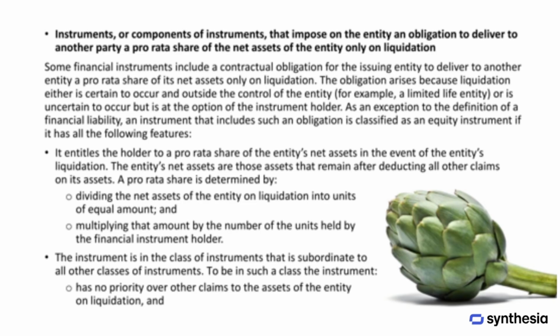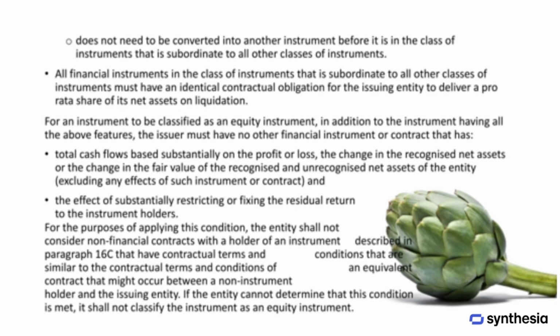Second, the instrument must belong to a class that is subordinate to all other classes, meaning it has no priority over other claims on the entity's assets during liquidation. The instrument does not need to be converted into another type to belong to the class that is subordinate to all other classes of instruments. All instruments in this subordinate class must share the same contractual obligation for the issuer to deliver a proportional share of net assets upon liquidation.